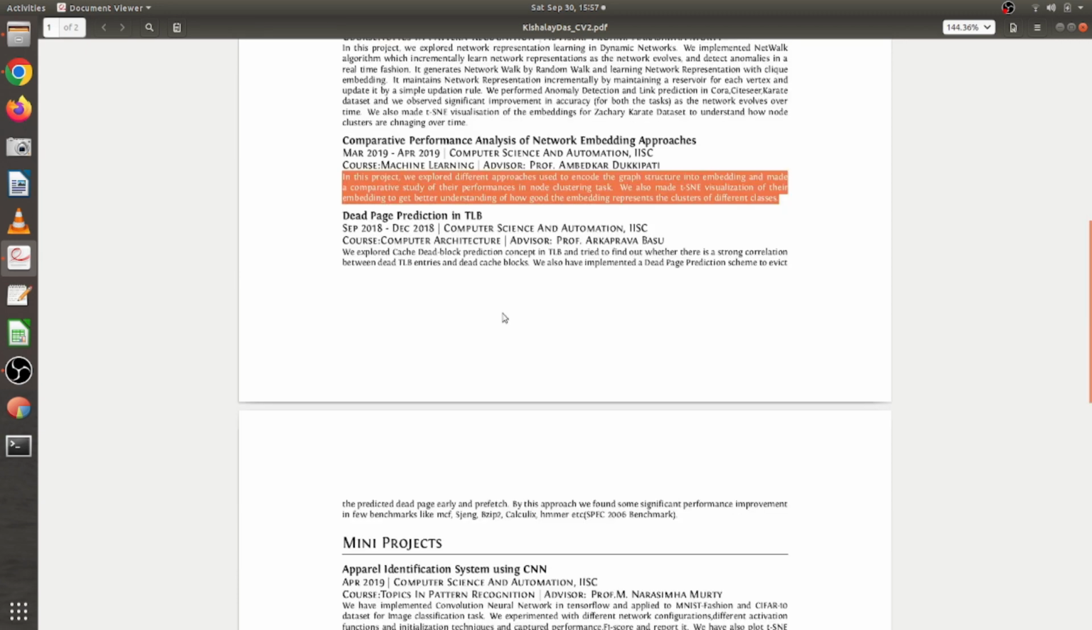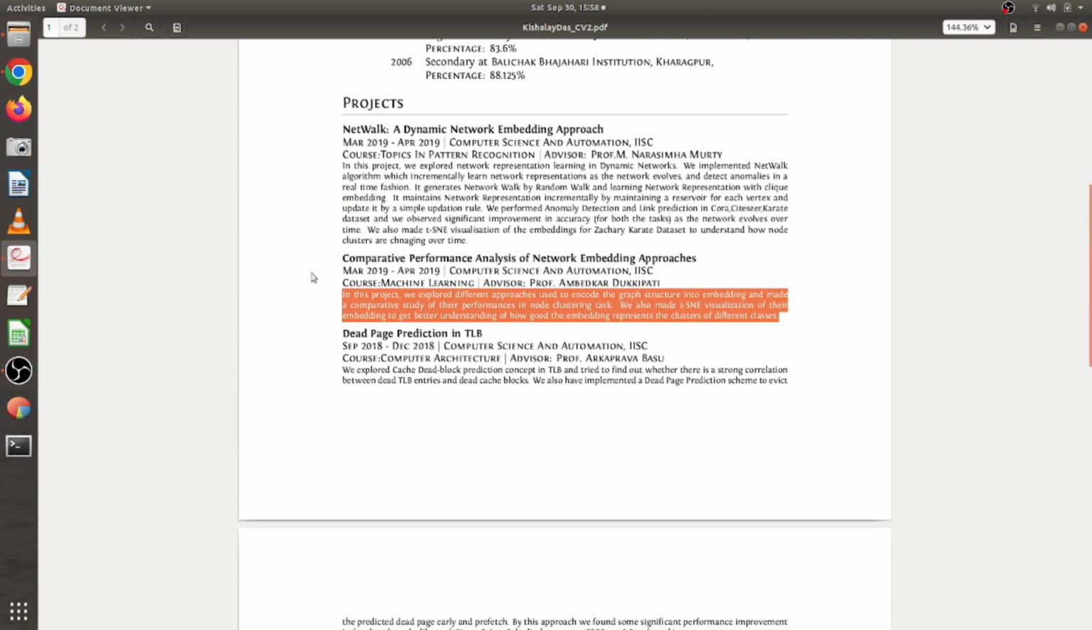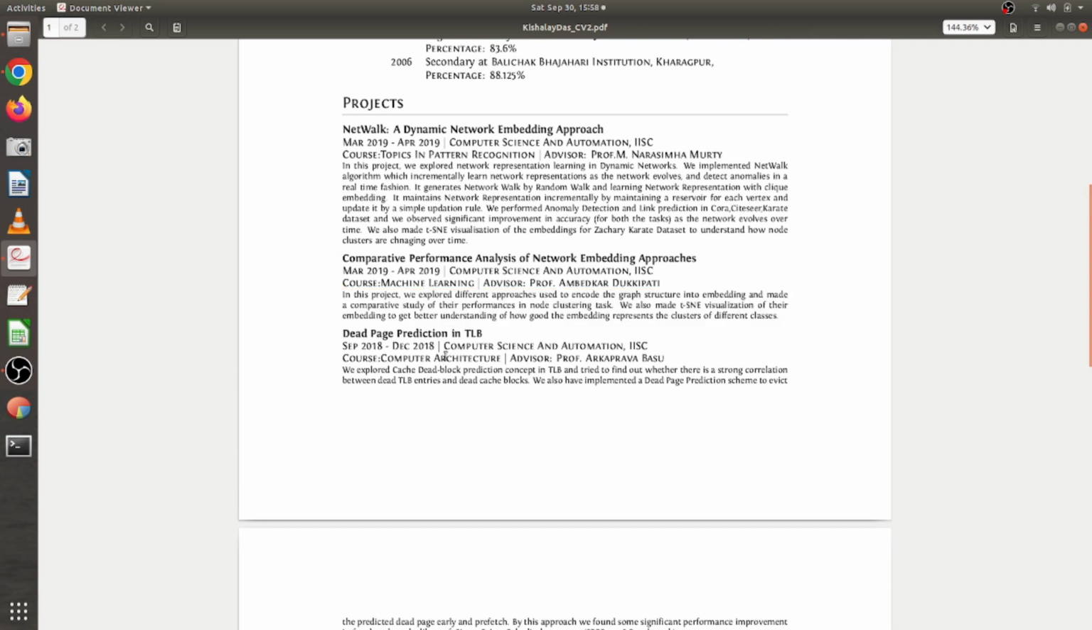And finally, I have put one system project here. Under Professor Akubro Basu's supervision in the computer architecture course, I did a research project, dead page prediction in TLB. I have kept it in my CV because this was a research project and also a system project. I feel that one system project is good to have in a data science role's CV. So these three are full-fledged projects, and though they were part of a course, each was a full-fledged project.